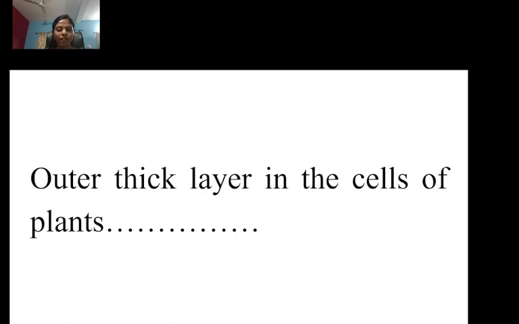Yes, plasma membrane. Good. Samir, your answer is also same or different? Plasma membrane or cell membrane? Okay, great. Yes, now let's move further, students.